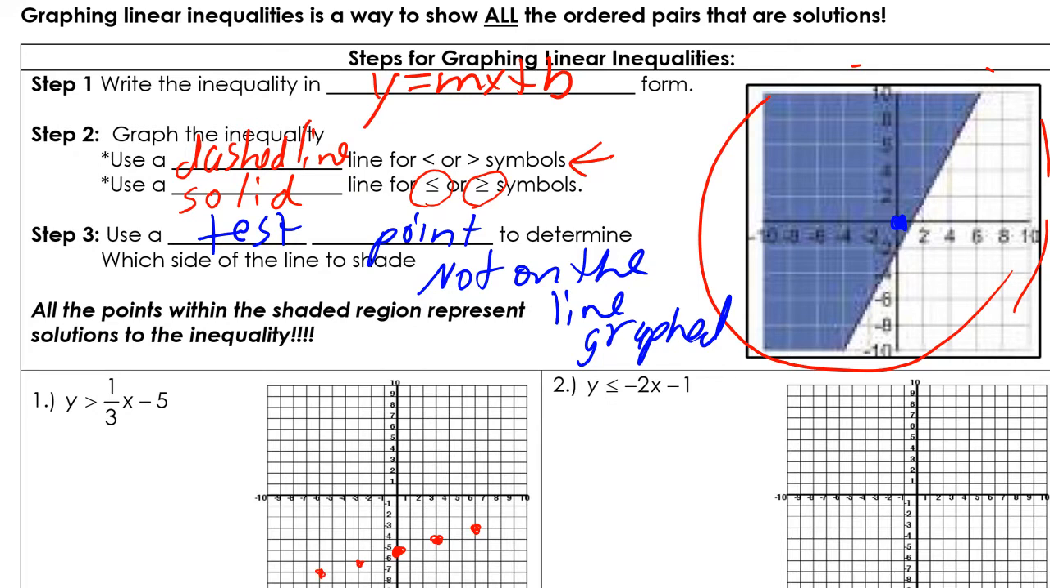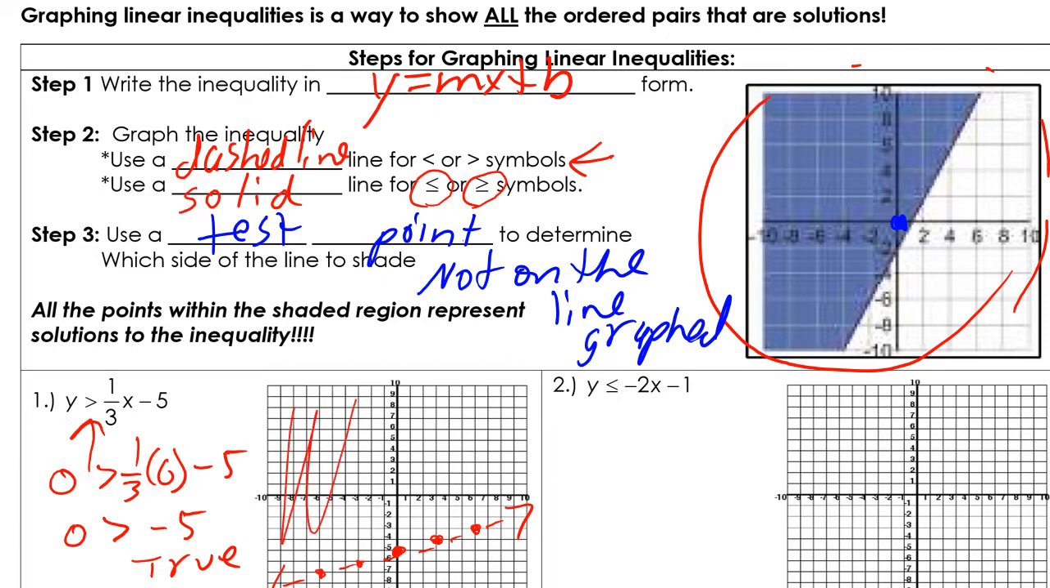Okay. Is this going to be a dotted line or a solid line? This looks like a dotted line to me because there's no equal bar underneath the inequality, and it says y is greater than. So I'm going to put 0, 0 in. I put 0 in for y, 0 in for x. 0 is greater than negative 5. That is true. So I will color on the side where 0, 0 is.